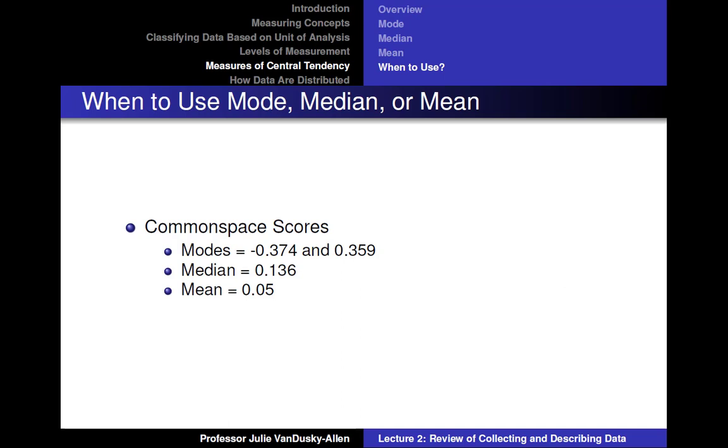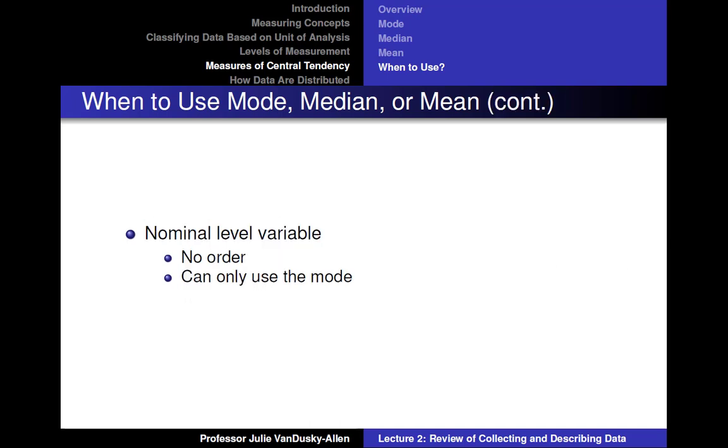So, in sum, there are three different measures of central tendency: the mode, median, and mean. And all of these three measures give us different values, as in the common space score example, leading us to draw different conclusions about the average or typical case of a variable. So when do we use these three different measures? If we are examining a nominal level variable, we should only use the mode. Recall that the values of a nominal level variable have no order. The mode does not assume a variable has order, but the median and mean do assume a variable has order. Hence, with a nominal level variable, we only use the mode to describe the typical case of a variable.